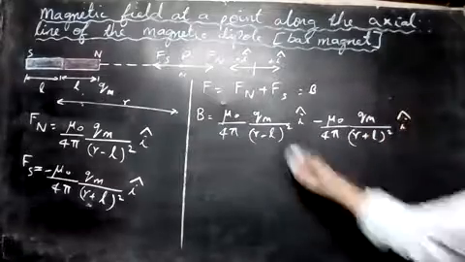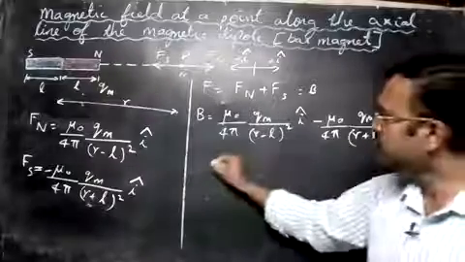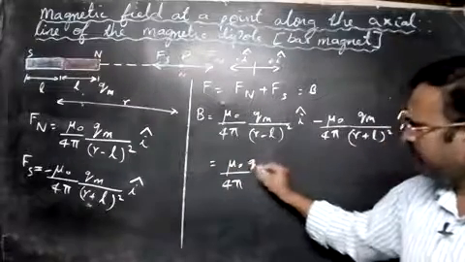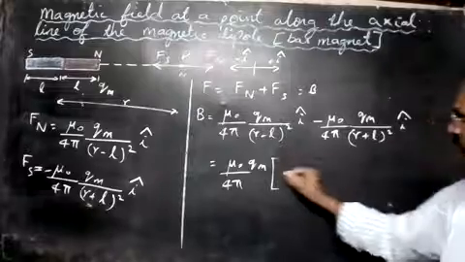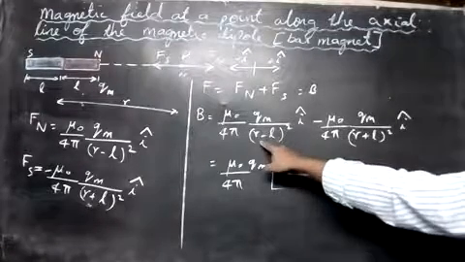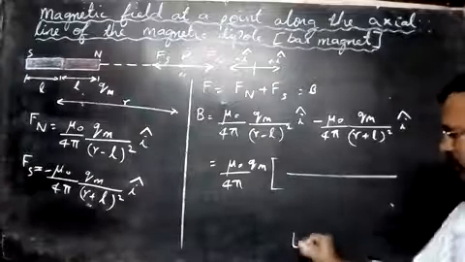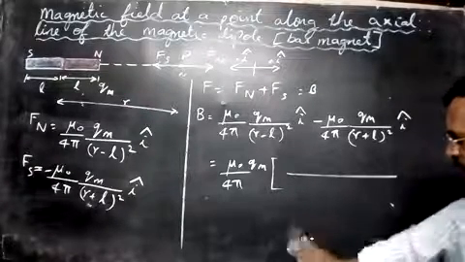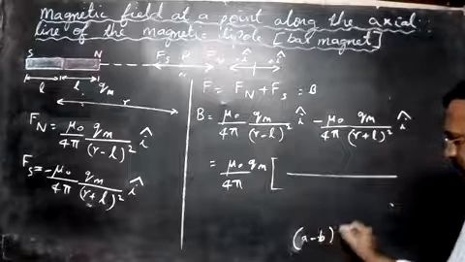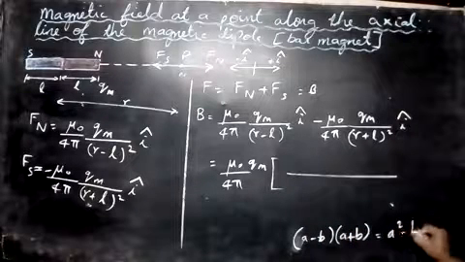So we can take the common terms. Mu naught by 4 pi, qm is common, I cap also is common. We will take it out. So we get here mu naught by 4 pi, qm also is there, and then we have the common denominator, which is (r minus l) the whole square into (r plus l) the whole square. We'll use a formula here: (a minus b) into (a plus b) equals a squared minus b squared.